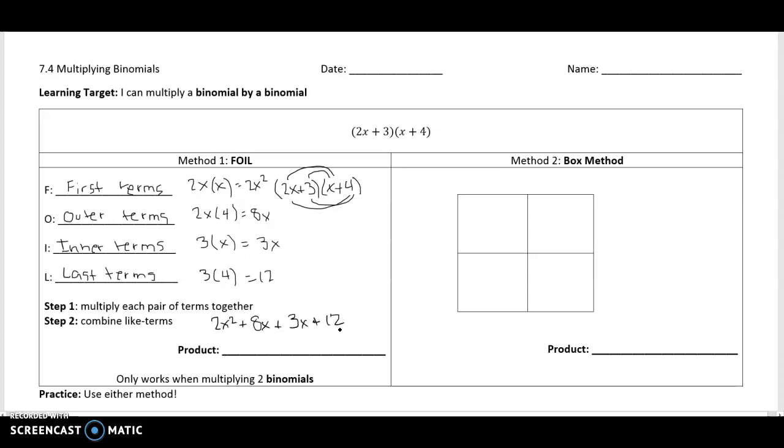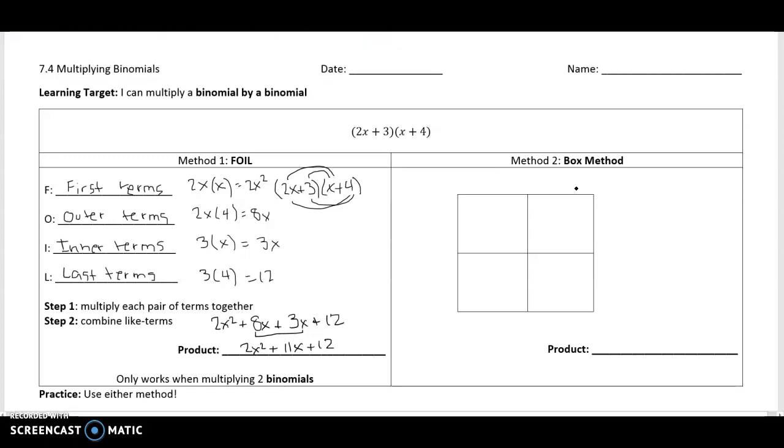Okay? Write it like this if you need to, but then recognizing that these are my like terms, and just like what we've been working on, combine them. So my final product would be 2x squared plus 11x plus 12. Okay? And done.